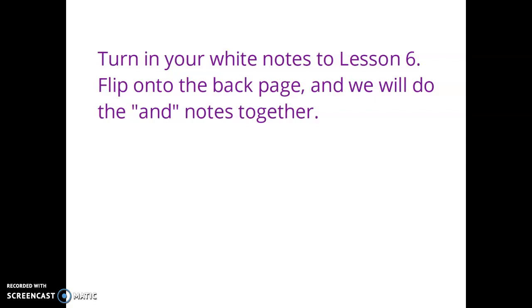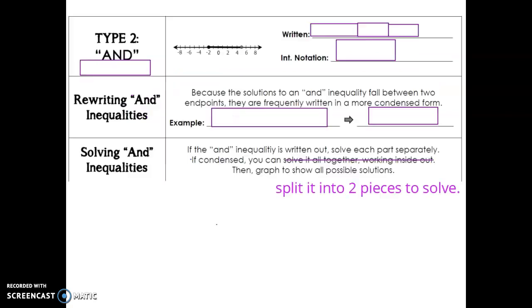Okay, y'all, open up your white notes to lesson 6, and we are going to finish those together. We did everything in class that we were going to do on the "or" part on the front. So y'all flip over onto the back page, and we're going to do the "and" part of the notes together.